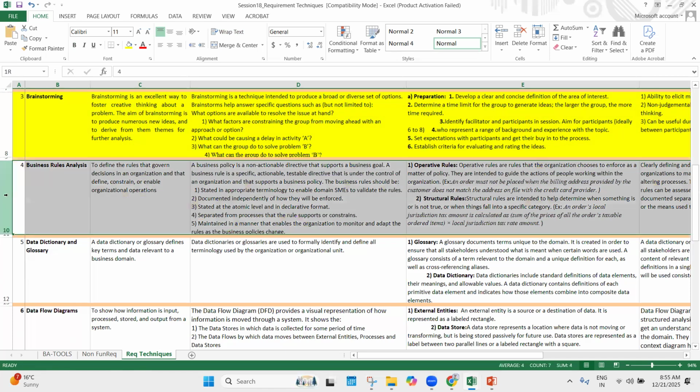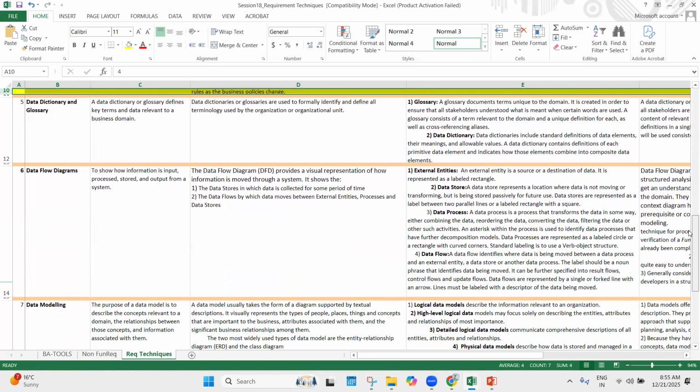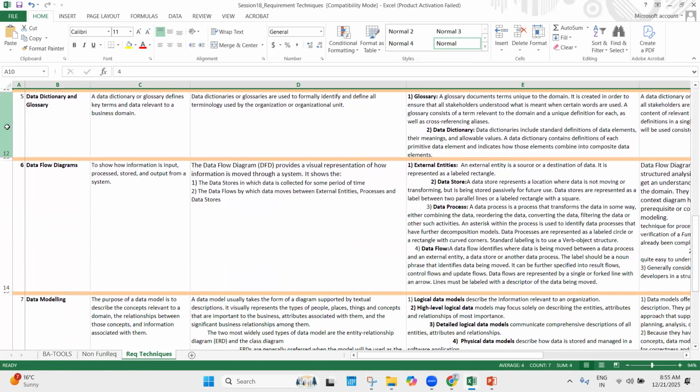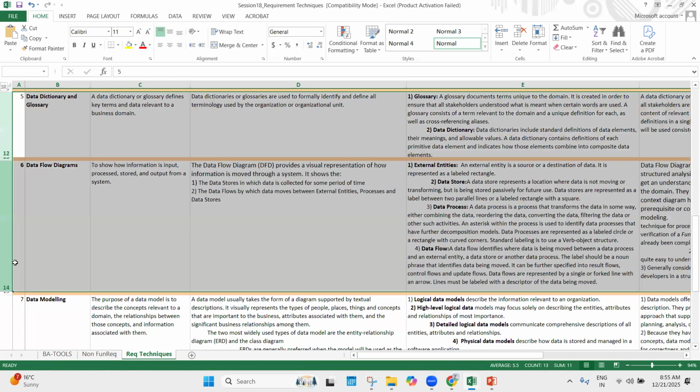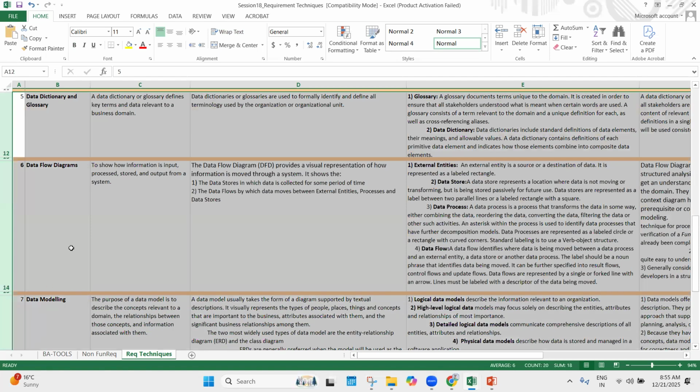And after that we have business rules analysis, followed by, as I mentioned, three techniques that are correlated to each other: data dictionary and glossary, data flow diagrams, and data modeling. These three are correlated and interconnected, and to implement any of these techniques, make sure that you are very strong at the database level and have a complete understanding of data transformation.